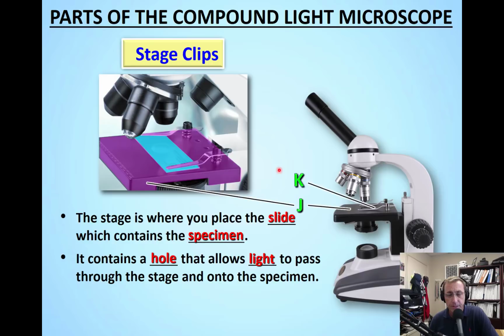Okay, and the stage clips, again, it makes sense. They're on top of the stage. They help clip the slide in. And just a little tip for you on these: you don't try to jam your slide under the clips. What you want to do is rotate the clips out of the way, put your slide where you think you want it, again under the low power to start with, and then carefully rotate those clips. You kind of have to lift them a little bit. You see they're kind of spring-loaded there, down onto the specimen slide on the stage.